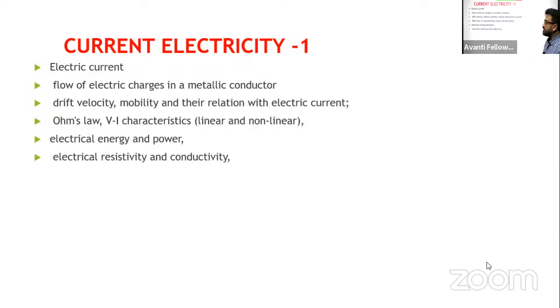Then electrical resistivity and conductivity. Remember, electrical resistance is not included in this chapter, because electrical resistance we have already studied in class 10. So obviously we must know what is electrical resistance. Children must be in a position to understand and apply the knowledge of electrical resistance, and that's why it is not included. Combination of resistance also. You must be in a position to apply the combination of resistance in this chapter.